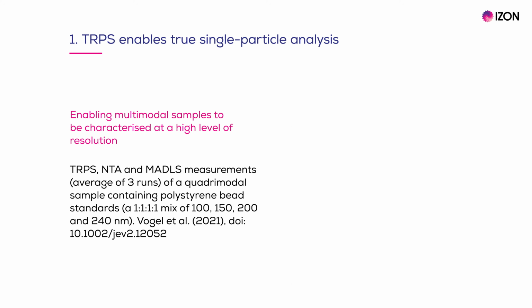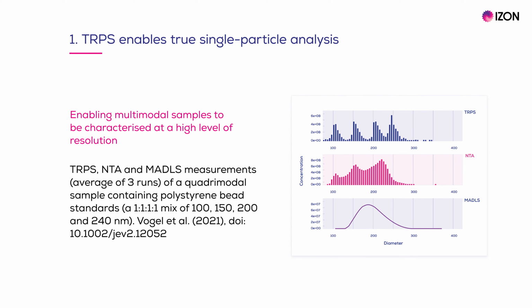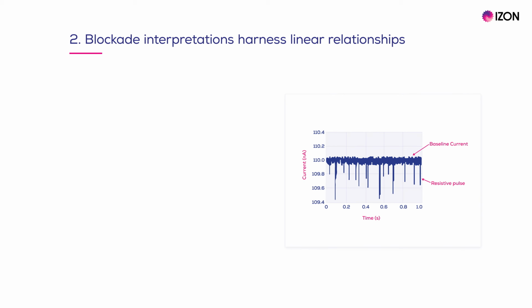The single particle nature of TRPS has implications for the resolution that can be obtained, as shown in the figure. Here, the size distribution of a quadrumodal sample was analysed using TRPS, NTA and DLS. The ability of TRPS to resolve the 4 subpopulations is clearly shown, contrasting with the lower resolution results produced by NTA and particularly DLS.